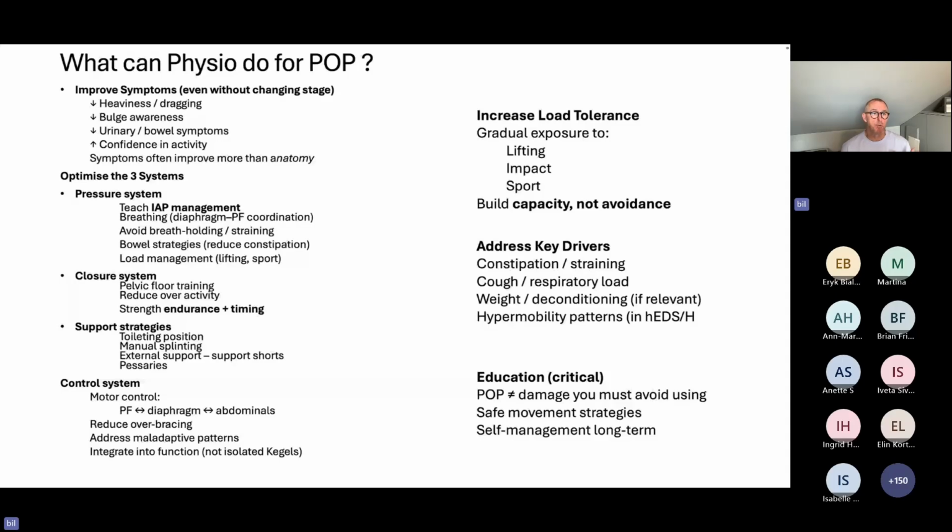We can teach intra-abdominal pressure, breathing, avoid breath holding, bowel strategies, load management, lifting during lifting and sport in the pressure system. The closure system often is pelvic floor training, reduced overactivity, strength, endurance, and timing.